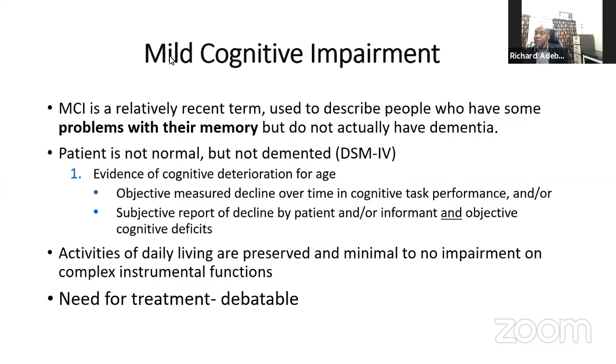There's evidence of cognitive deterioration for age. They tend to have problems with their memory, but they are still able to perform their daily living activities. Those activities are still preserved, and if at all there are some changes, it's minimal. So the question here, should we start treating them at this stage or not, is debatable. A lot of people don't agree that we should start treating people with mild cognitive impairment, that a lot of them may not descend to dementia, but we also know that some can go into dementia.